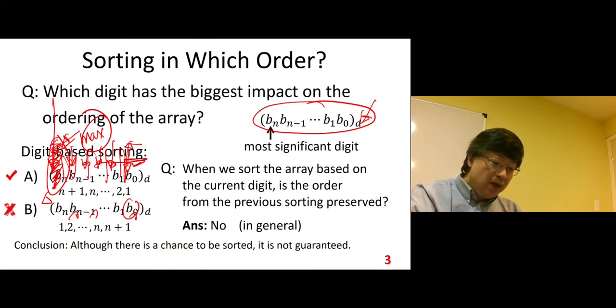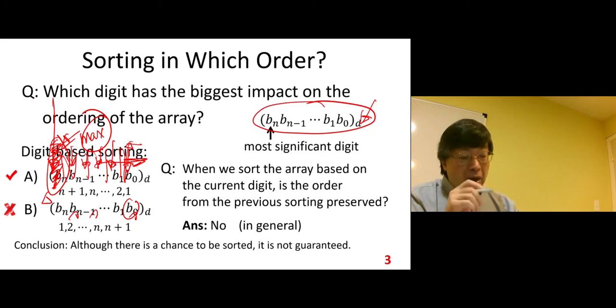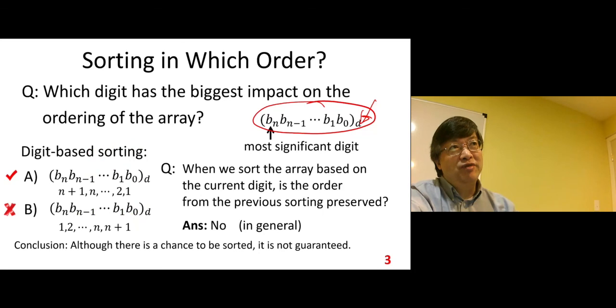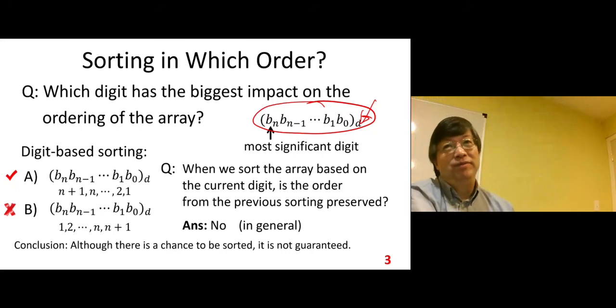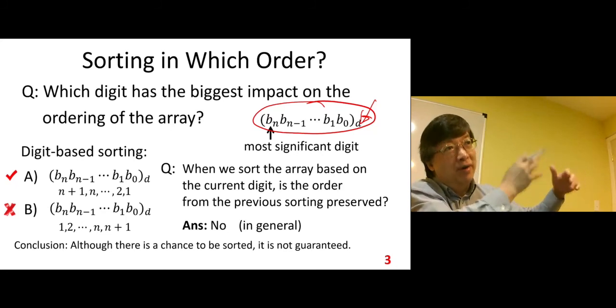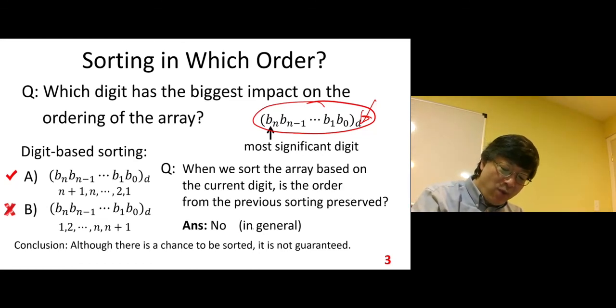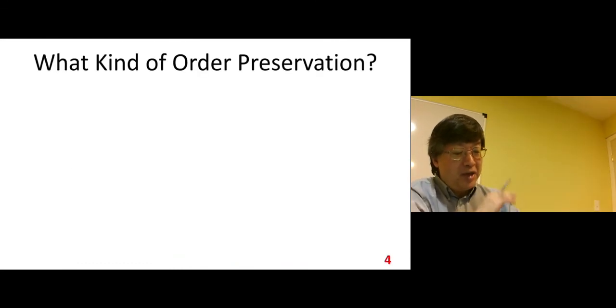next step. Conclusion. Although there is a chance to be sorted, it is not guaranteed, because we still were not quite sure if the whole array is sorted or not. We just feel by our intuition, A way will give us closer to our final goal. That's what we get from A. B, far away from our goal. But we still did not get to the point we like to be. So let's go to the next step.